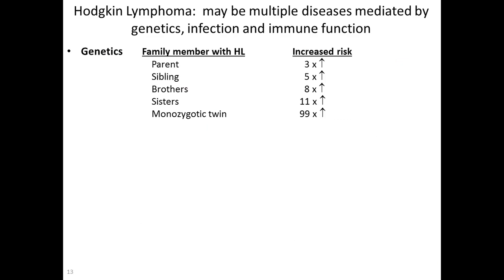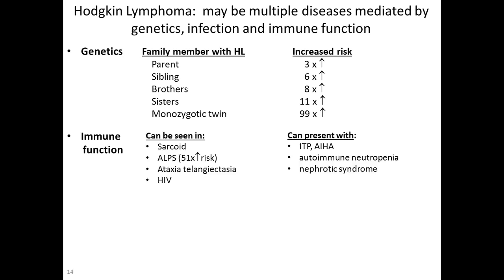Hodgkin lymphoma may actually be multiple diseases, or at least have several different causes, and can be triggered by genetics, infection, and altered immune function. If you have a family member with Hodgkin lymphoma, other family members are at increased risk, so there may be a genetic predisposition. If you have an immunodeficiency, you're at increased risk of Hodgkin lymphoma, so it can be seen in sarcoid, ALPS, ataxia telangiectasia, and HIV.